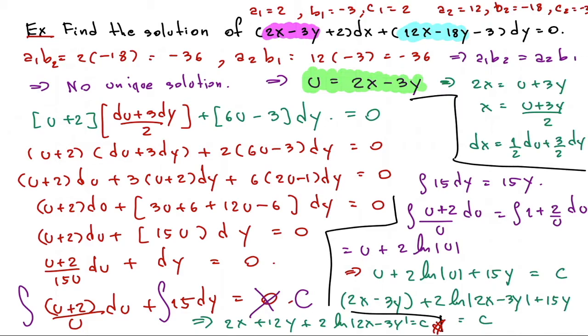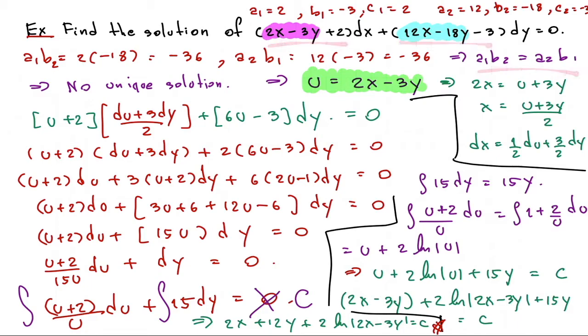So just to sum it up, first you have the linear functions, and then you see that you can't really get the unique solution. You can check it by this, right? A1 B2 is equal to A2 B1, and in that case you can't find the unique solution.